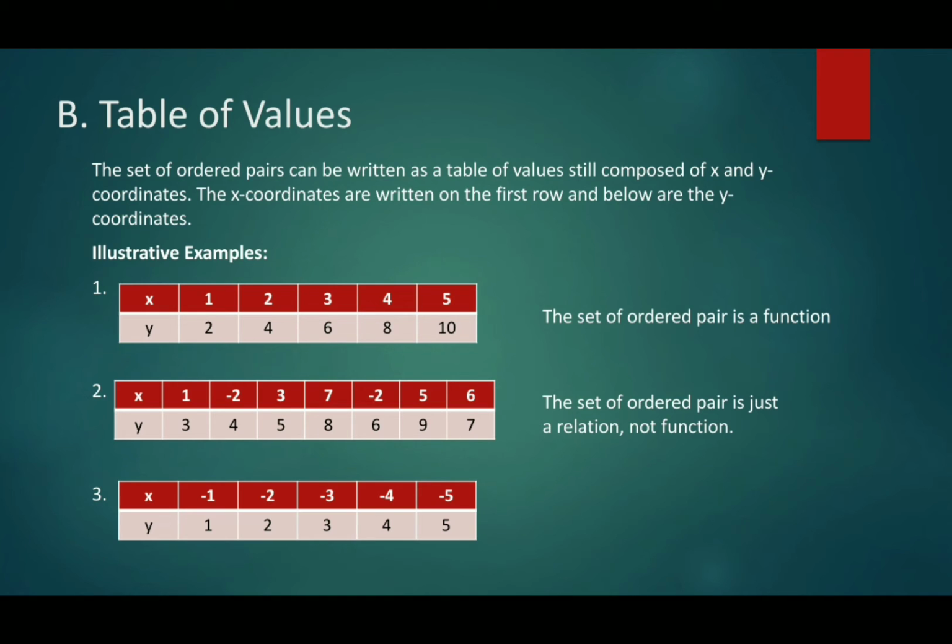Okay, next, number 3. x, negative 1, negative 2, negative 3, negative 4, negative 5. And yung y, 1, 2, 3, 4, 5. So, the set of ordered pair as shown in the table of values is a function kasi magkakaiba yung x niya. Okay, ganun lang kasimple.